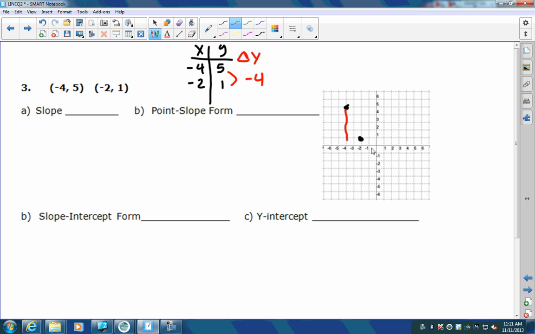Let's see. Negative 4, 5 and negative 2, 1. 1, 2, 3, 4. Oh, that's right. Down 4 and over 2. Plus 2. Delta y over delta x. Negative 4 over 2, negative 2. There's my slope.